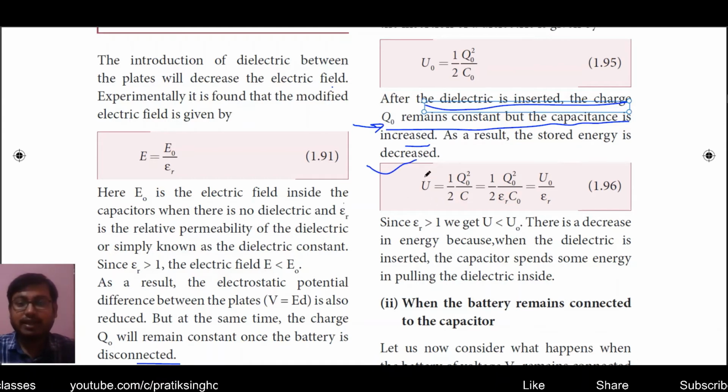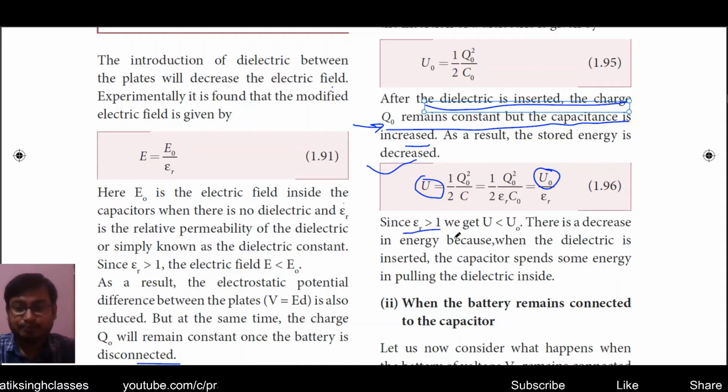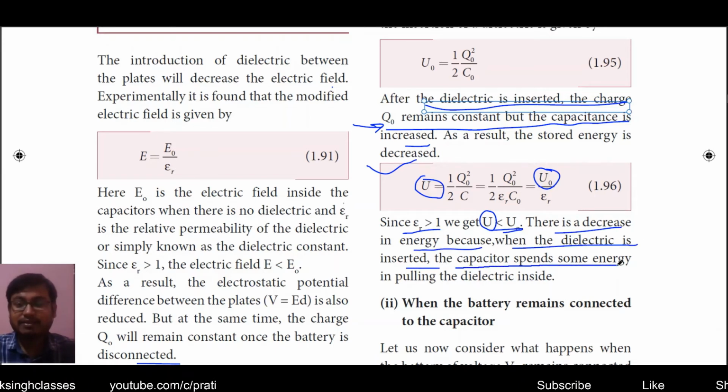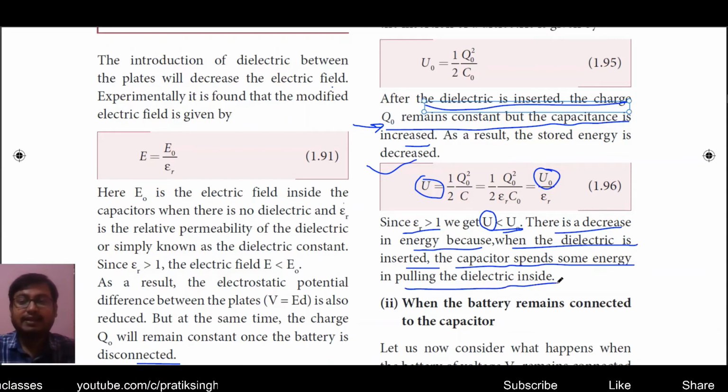So we can write U is equal to half into Q naught square by C, is equal to half into Q naught square by epsilon r into C naught, is equal to U naught by epsilon r. We know very well that epsilon r is greater than 1. So we get U is less than U naught. That means the energy after the insertion of dielectric material will be lesser than the initial energy. There is a decrease in energy because when the dielectric is inserted, the capacitor spends some energy in pulling the dielectric inside. So this is the reason why energy has decreased.